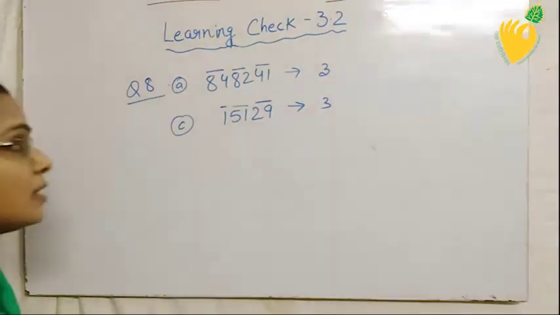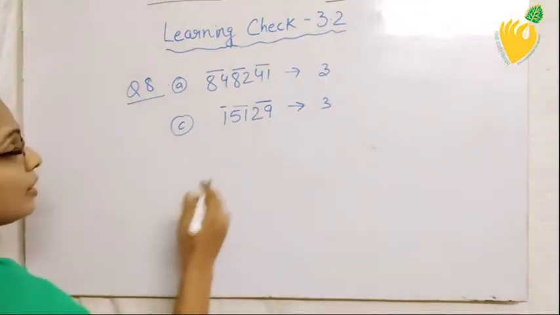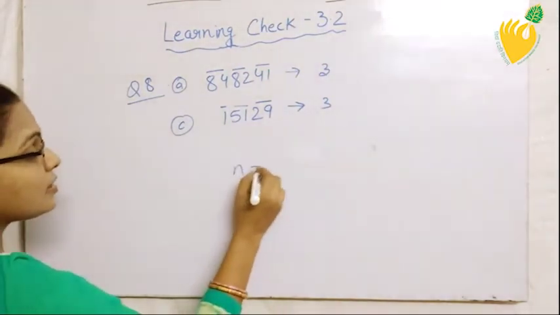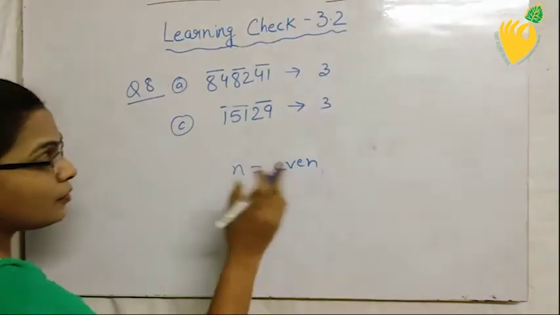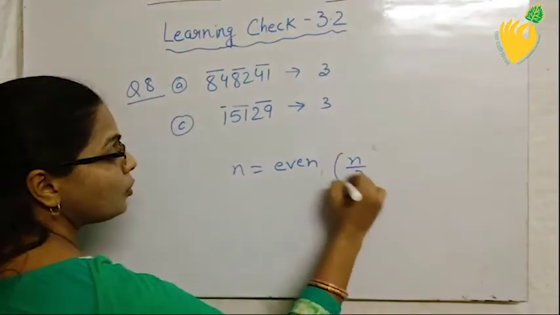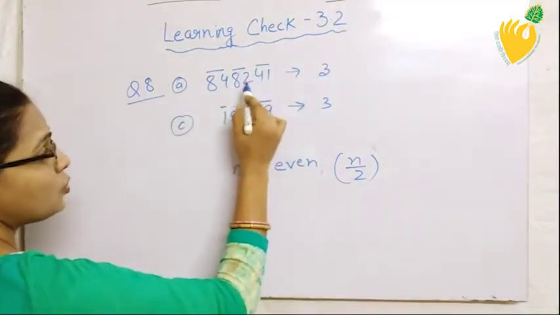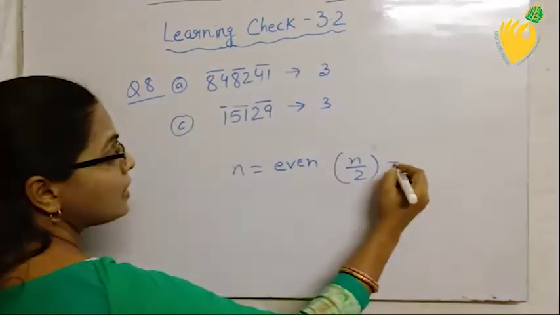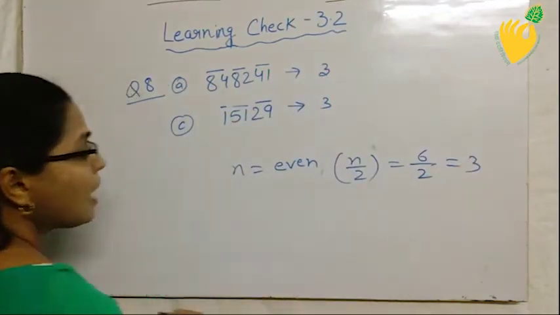Students, one more method is there to find the number of digits in the square root of the given number. That is, if n is even, then the formula to find the number of digits in the square root will be n upon 2. In this case, students, what is n? n is 6, that is even. 6 upon 2 is 3.